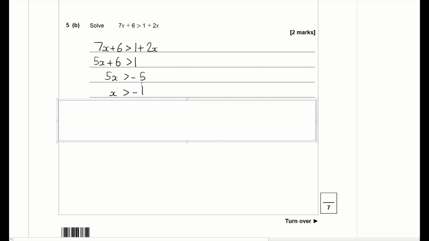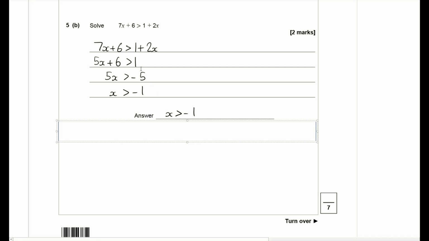Your answer must be all of that in its entirety. X is greater than -1. Don't just write -1, because an inequality is not an equation. You're not finding a particular value. You're defining a range of values. So the correct answer is to write in its entirety, x is greater than -1.